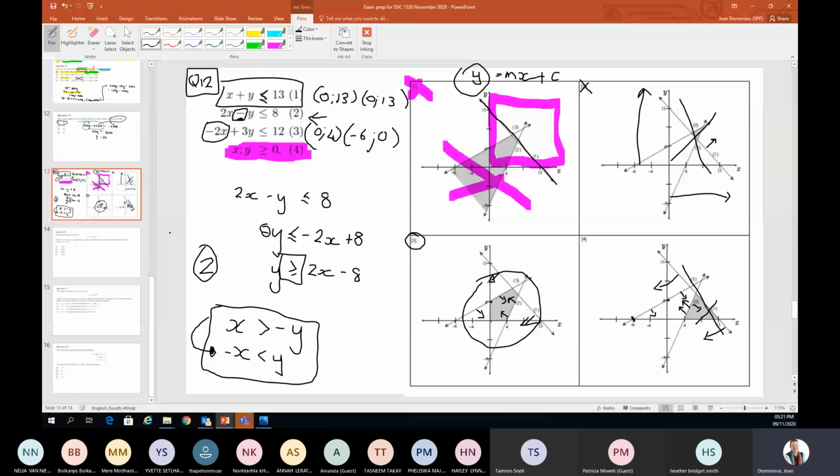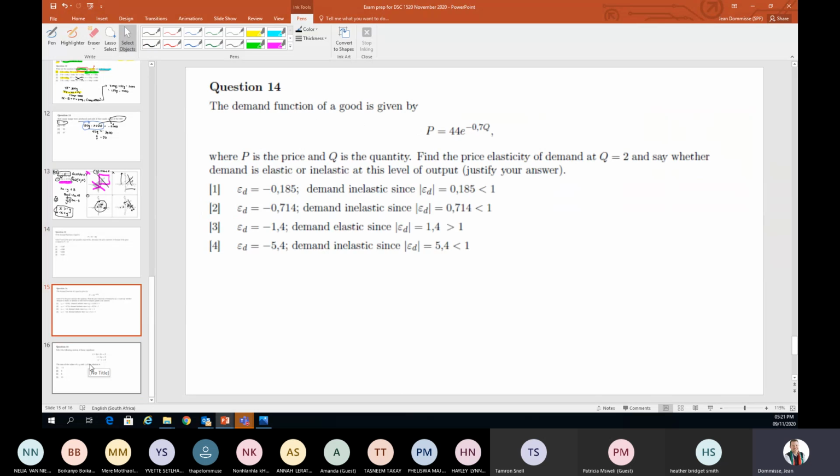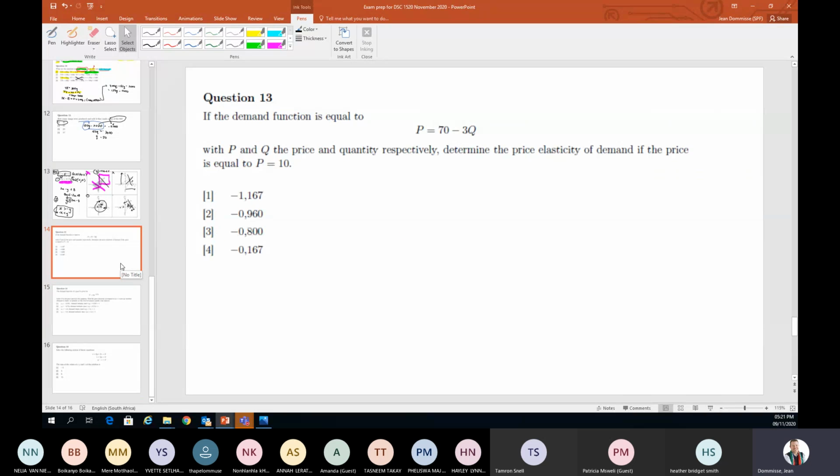Okay, so we've got a few minutes still, so let's see. I just want to finish the last three so that we actually get through the first half of the paper.